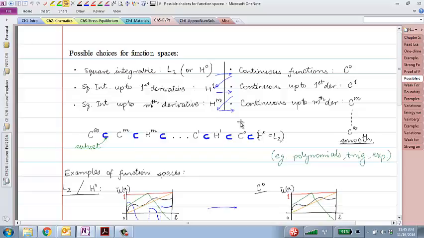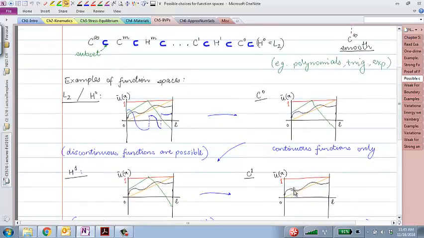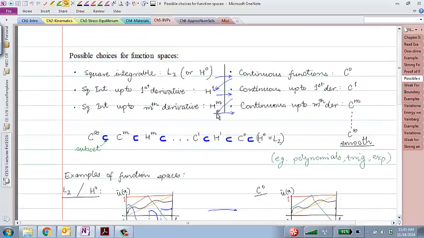For example, I'm not going to worry about discontinuous functions. That's one approximation. Another approximation would be, hey, I'm not going to worry about discontinuous functions or functions with the first order derivative discontinuous, or the second order derivative discontinuous, or the nth order derivative discontinuous. A common space that people use is the C infinity space. C infinity denotes that infinitely many order derivatives of that function will be continuous.